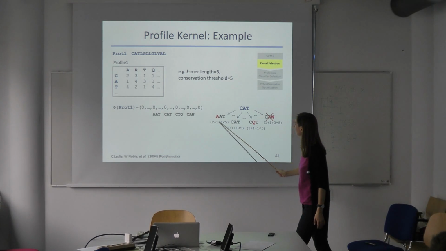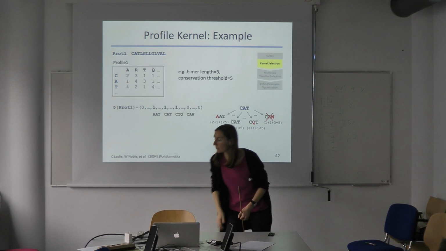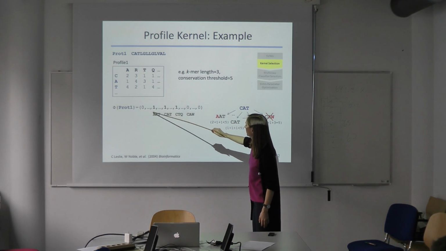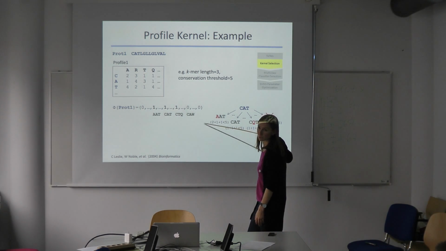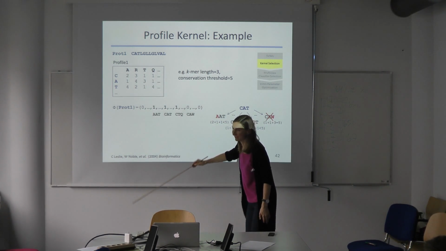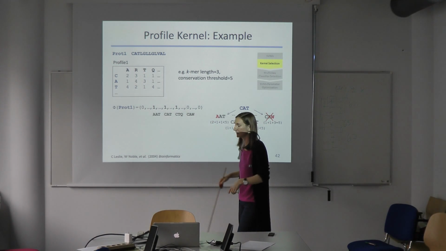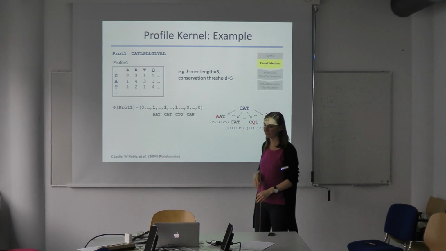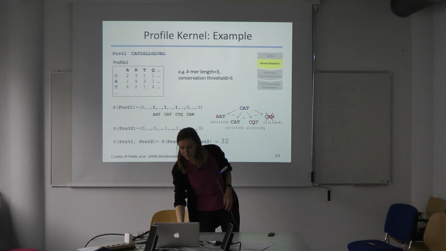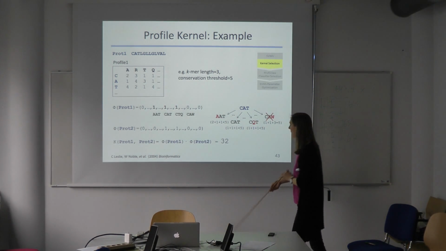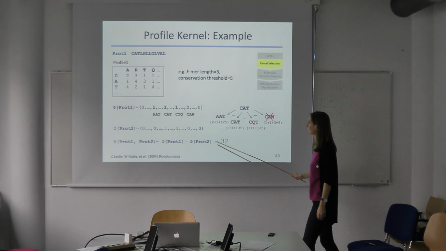So if the sum of these conservations is less than the threshold, then we increase the value in the feature vector that is corresponding to this k-mer by 1. And then we do this comparison for all pairs of 3 amino acids throughout the whole sequence. So this vector can have also other numbers. And this we do for all 8,000 k-mers. We do the same for the second sequence, and then the output would be the multiplication of these two vectors, and this would be a simple number.